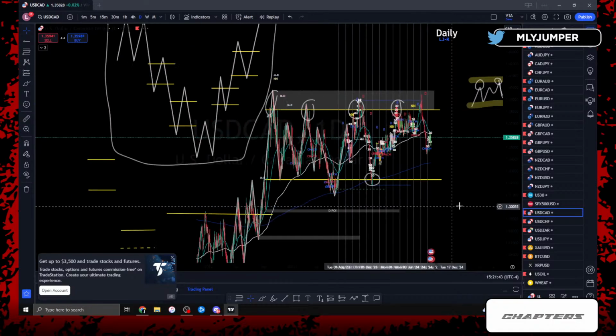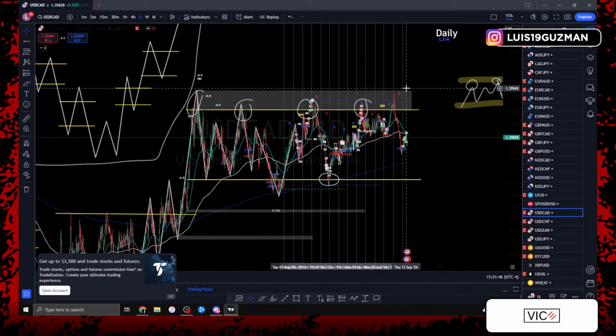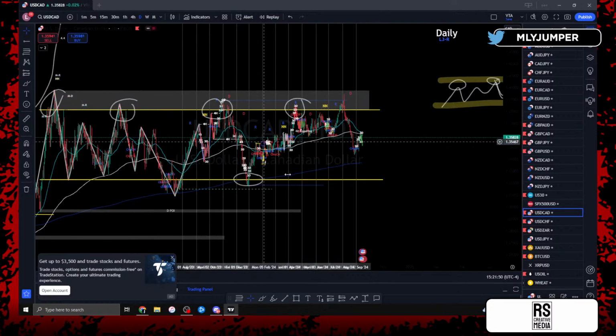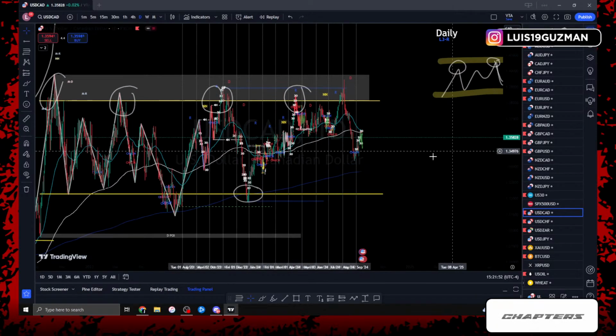USDCAD, we are in V2. We're in the second zone of consolidation, looking for that third push to the top side. We're in the middle of the zone of consolidation. Once again, we still don't have any break of the highs or break of the lows, so not the best place to look for a trade.